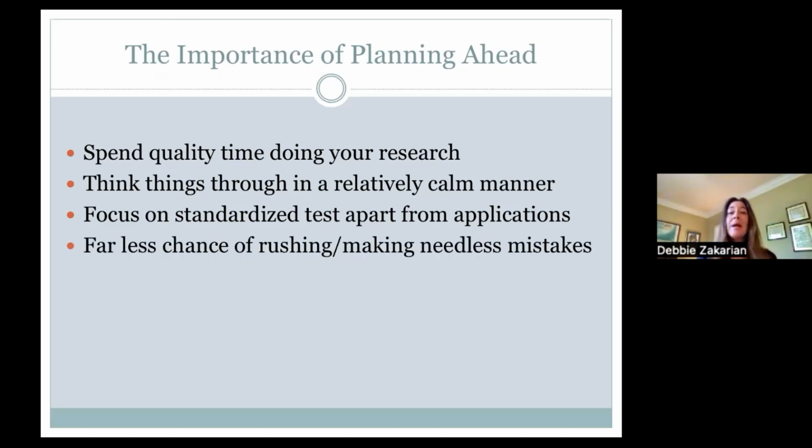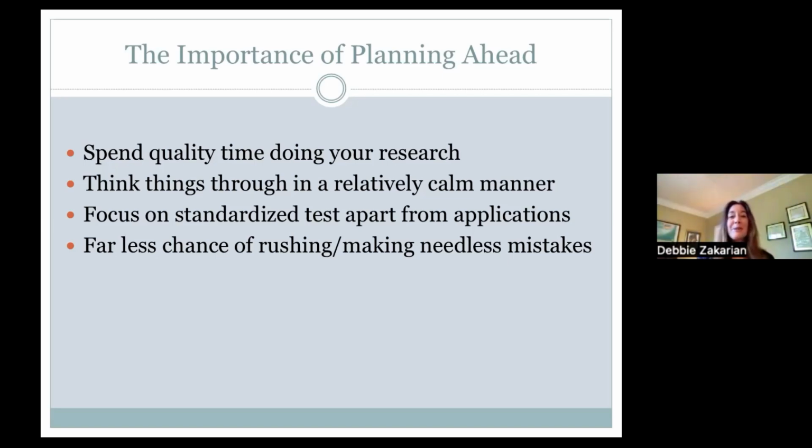And finally, planning ahead gives you far less chance of rushing and making needless mistakes. You want to make sure you're providing the correct information to each school and for each application. Every school has different requirements. You want to make sure you're sending the right essays to the right school and the right number of recommendation letters, and really taking your time by planning ahead to do the best application that you can submit.